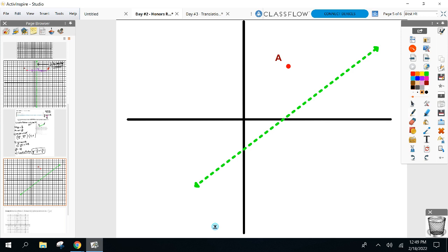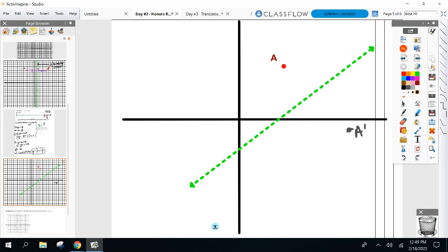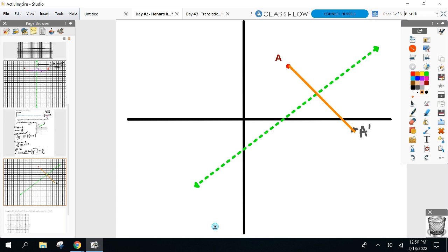Couple things before we get going. I'm just going to predict, I don't know, somewhere, let's say it's right here. I don't know, A prime. It ends up being right there. Couple questions for you guys. What's that point again right there?